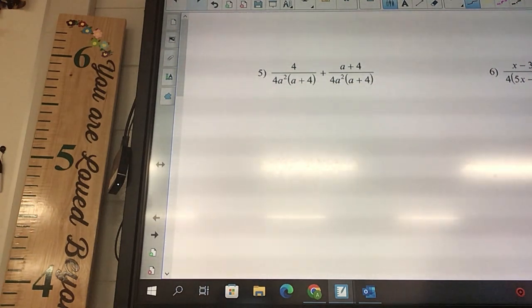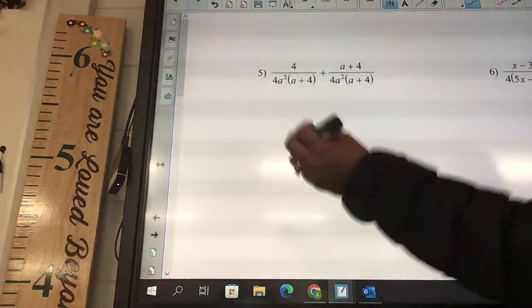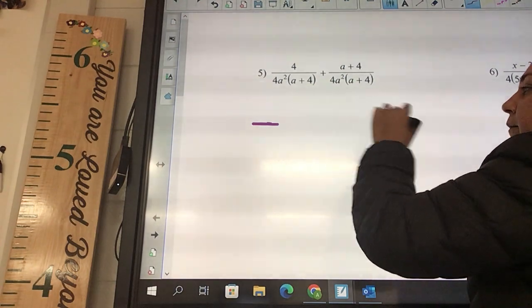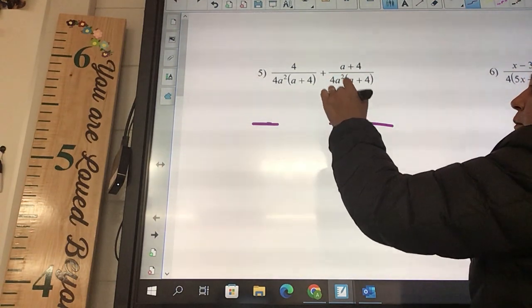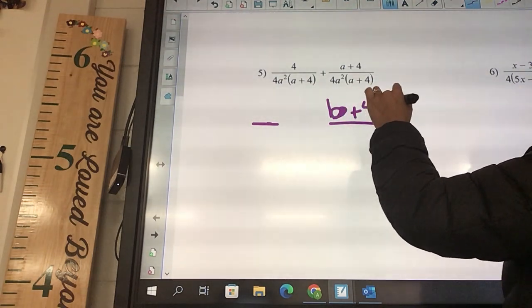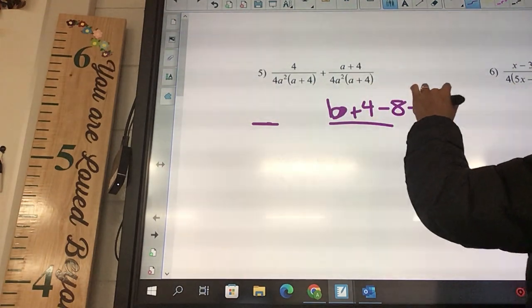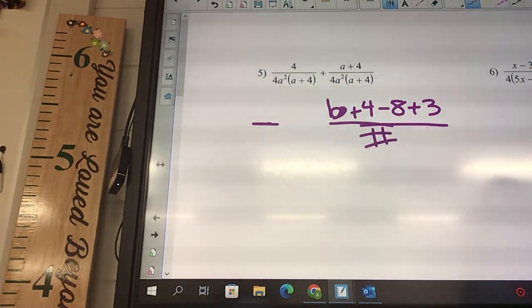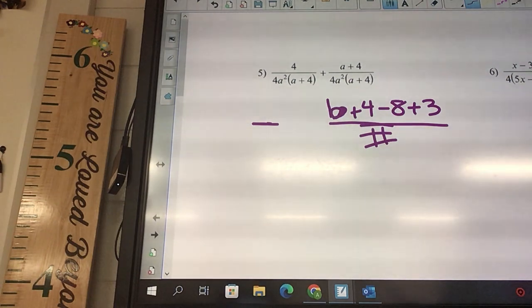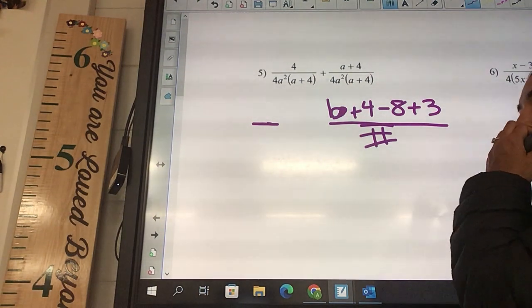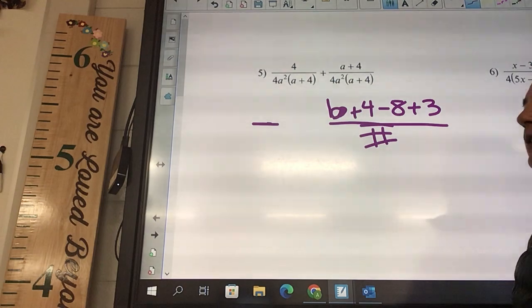However, when you're doing subtraction, we're just going to pretend like the negative is there. Like this one, we'll do b, don't write this down, b plus 4 minus 8 plus 3, and there's some number here in the denominator. When we do the subtraction for the second part of the fraction, the first fraction's top part is not going to change. The second part of the fraction, look at me. None of this is on your paper.